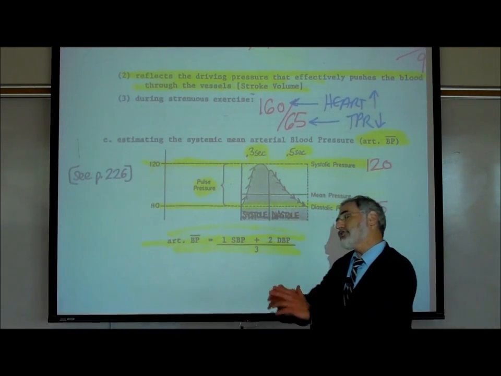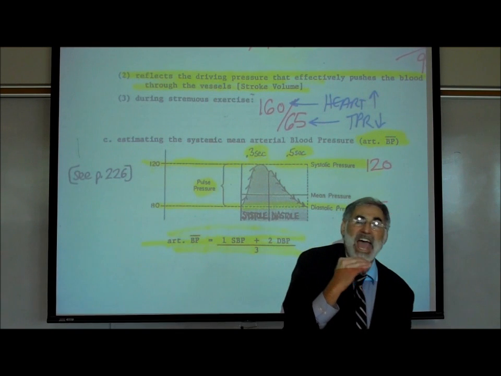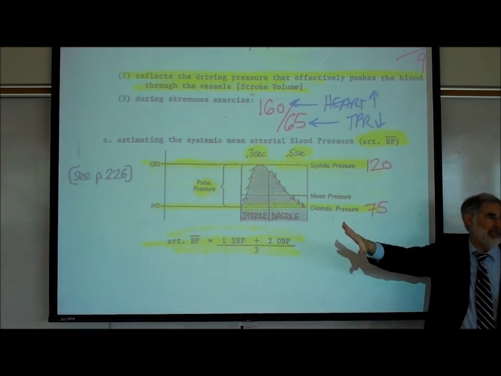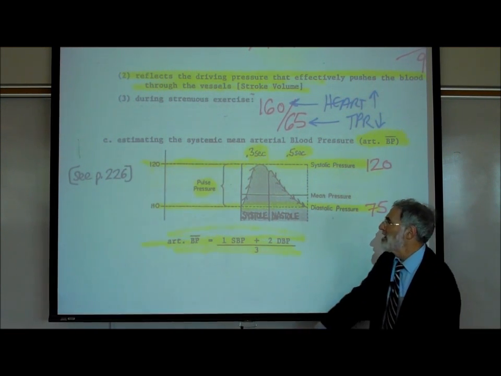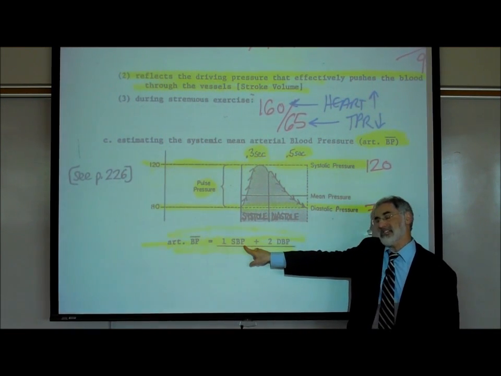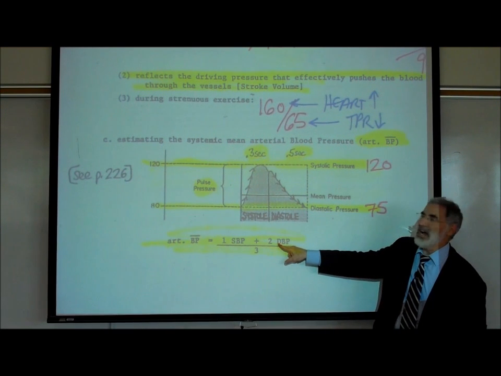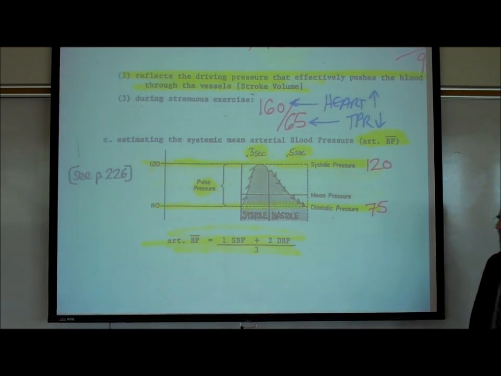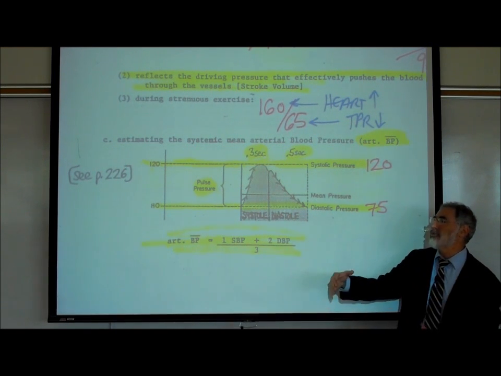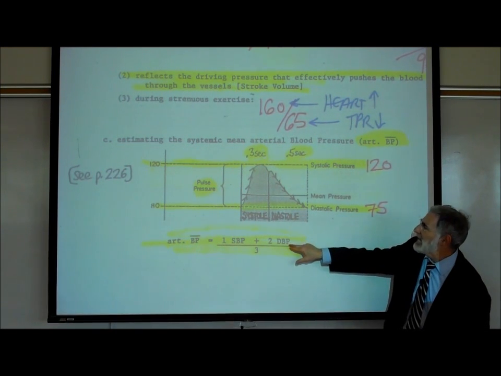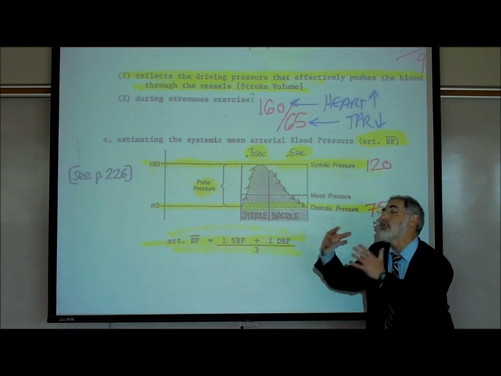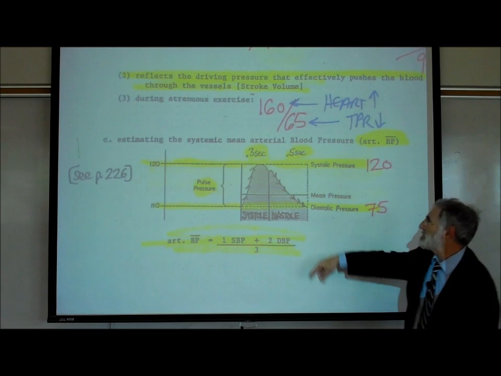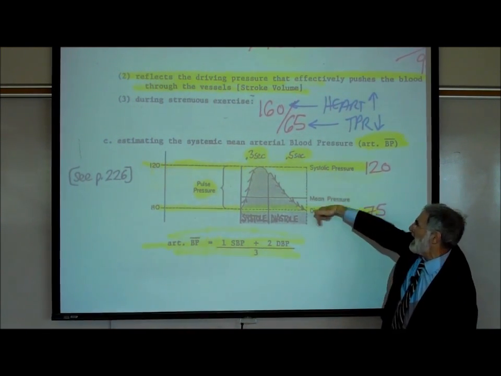So a closer approximation of the average is to use this formula here. It's very simple. All the math we do is very simple. We take 1 times the systolic plus 2 times the diastolic and divide by 3. You'd say, why? Notice what we're doing is we're weighting the diastolic, we're giving it twice the weight or value as the systolic, because the pressure spends almost twice as long going down as it does going up.